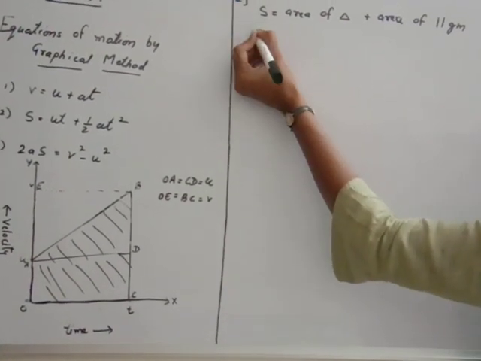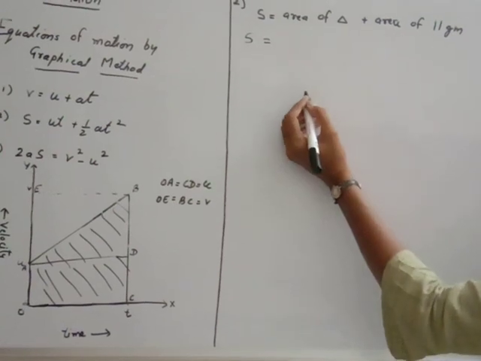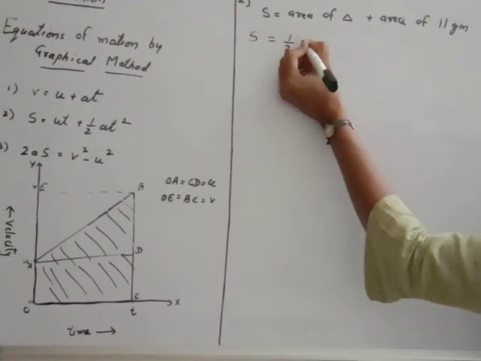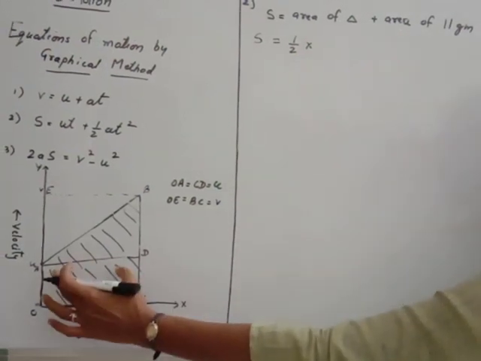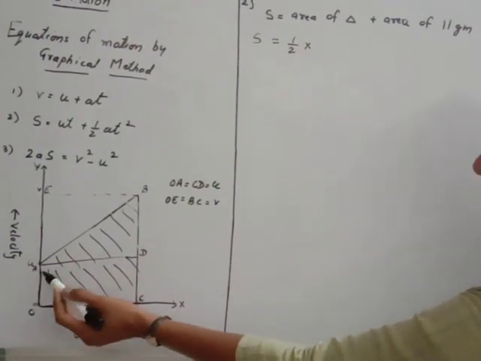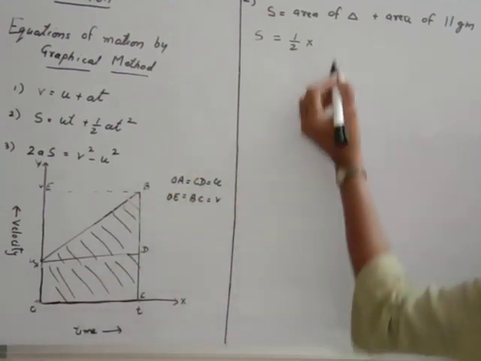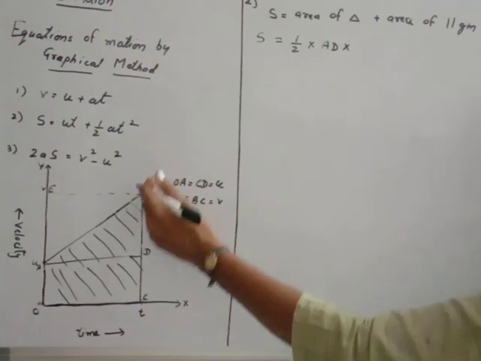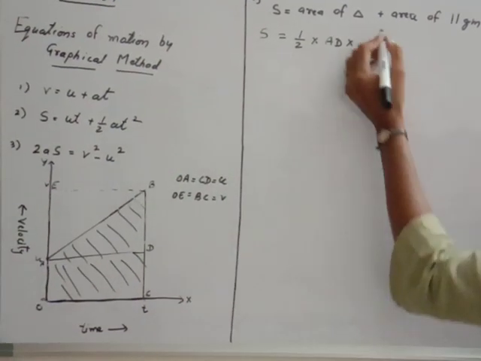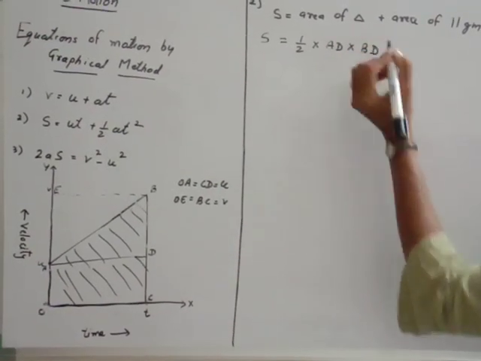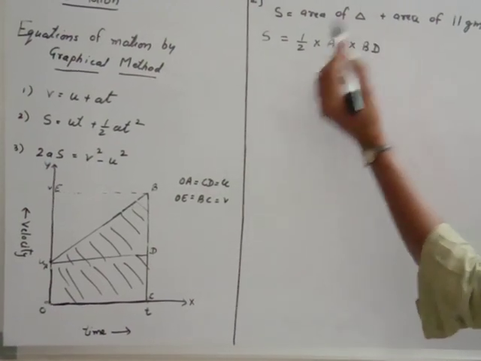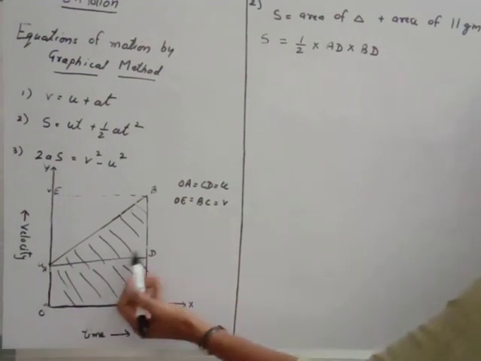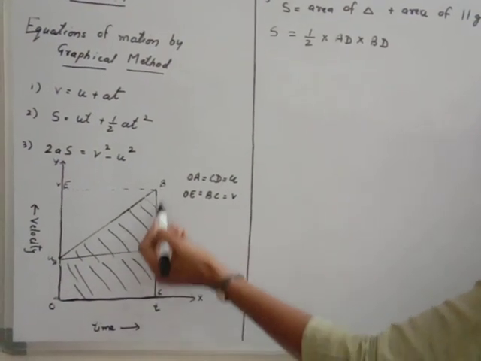So s is equal to area of triangle. What is the formula for area of triangle? Half into base into altitude. Now here what is the base? Base is AD, into, what is the altitude? Altitude means the height. Height is BD. Try to understand this. Area of triangle, half into base into altitude. So base is AD and altitude is BD.